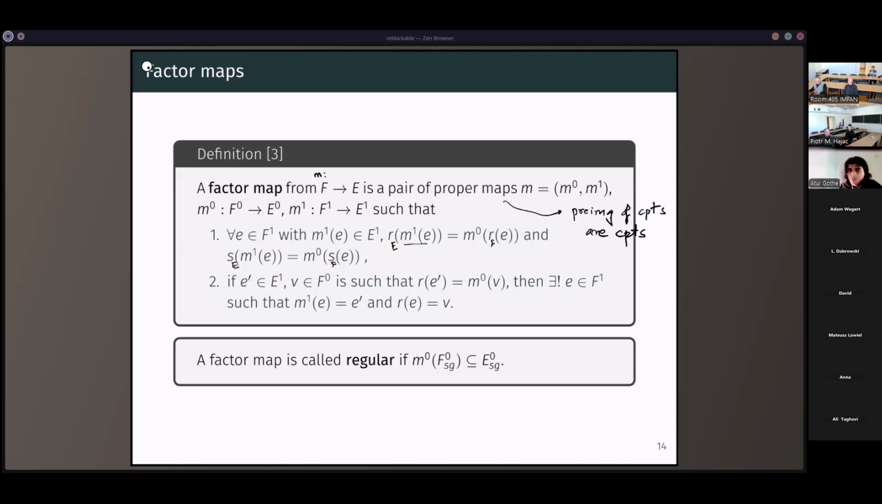I have a question. What is the motivation for the name, a factor map? I think there are factor maps which come from dynamical systems. There is some notion of factor maps in dynamical systems, which are kind of related to this. I don't remember what the exact definition was, but I think the terminology comes from the theory of dynamical systems.